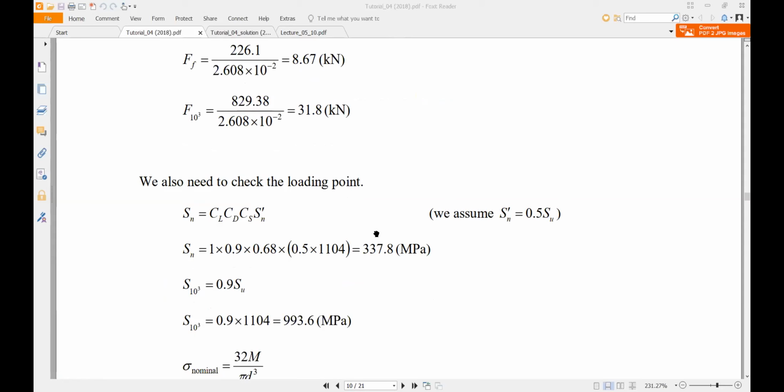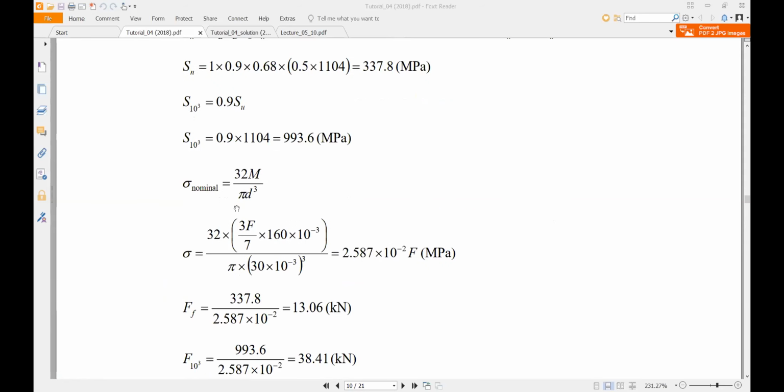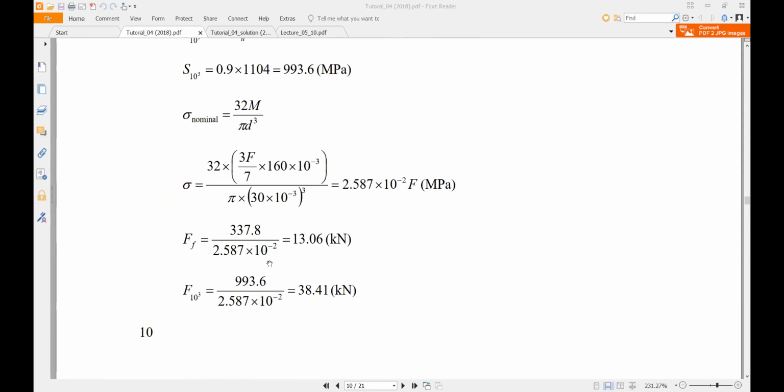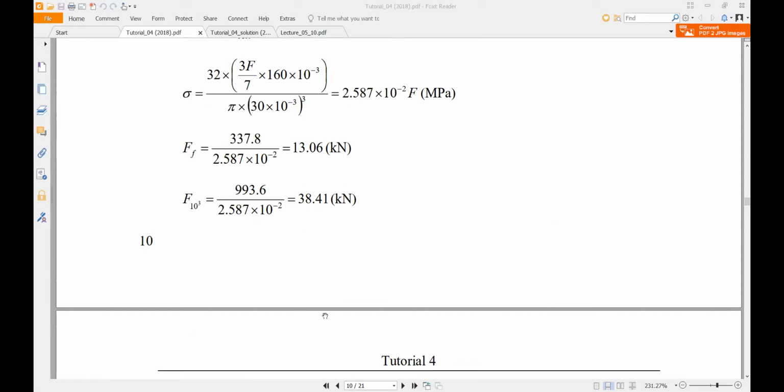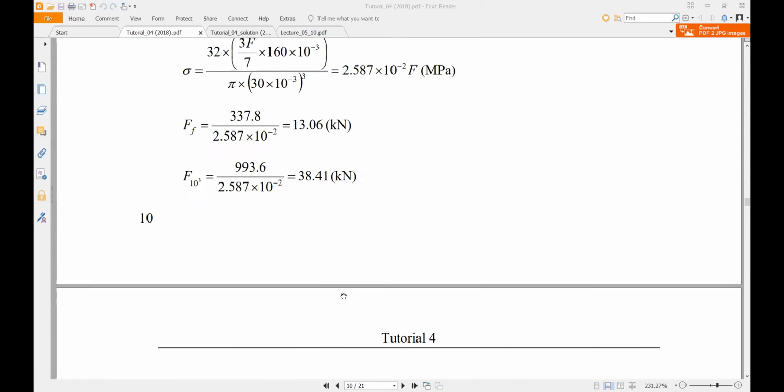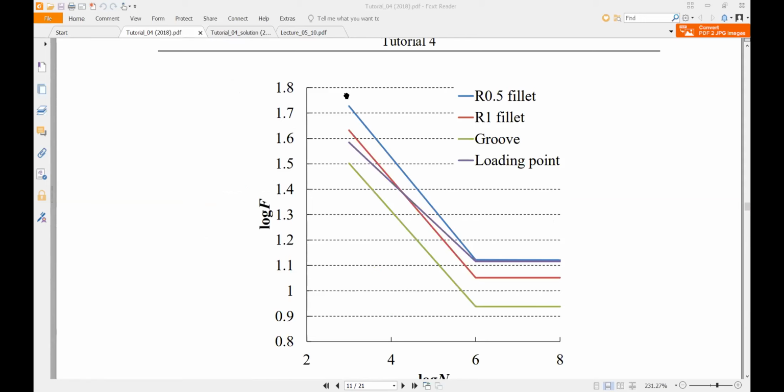So these are the strength values. Then you can find out the load value at that point, like this. These are the loading point endurance limit strength, loading value, and the loading point load value at the 10³ cycle. Then compare those values. If you want, you can plot them, or you can just work with the values. If they ask you to plot this curve, you need to plot it. Otherwise, you can just compare the values.